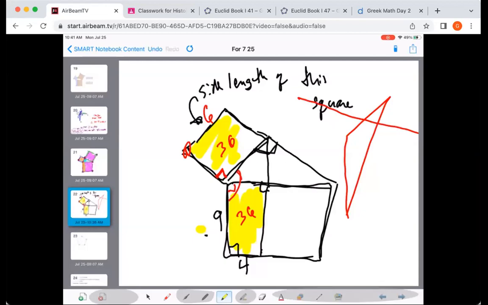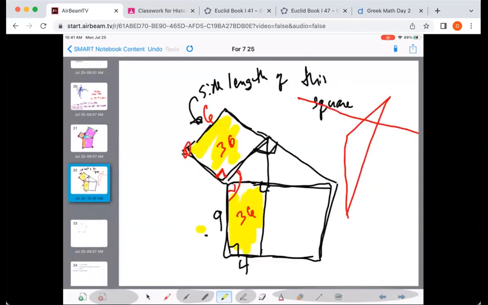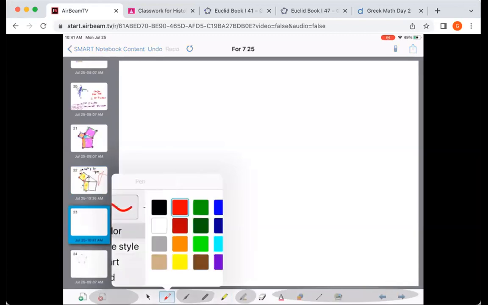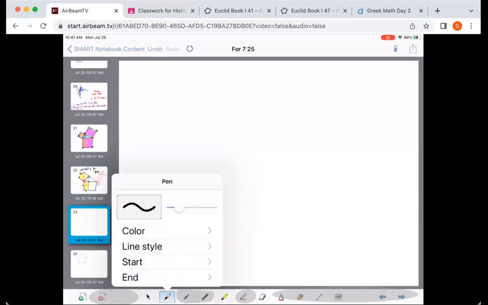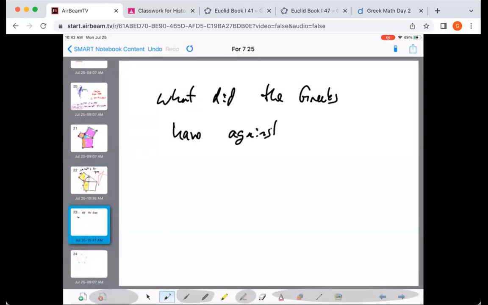Okay. Before I take a break, I'm just going to do 5 minutes now, and then I'll do the break, because I realize I haven't put anywhere into the course: what did the Greeks have against similar triangles?